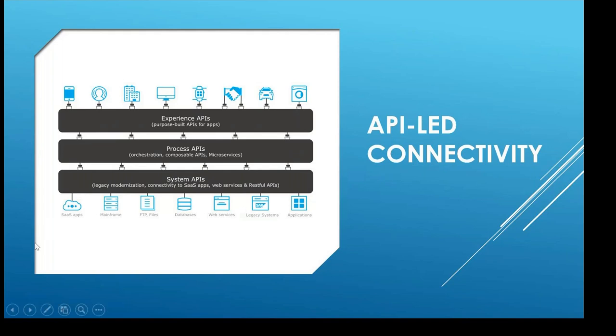So how many backends are present here? 1 2 3 4 5 6 7. So 7 backend systems are present in this particular organization. Now I'll develop 7 system APIs, one for each. What will these system APIs have? They will not have any kind of logic or any kind of information. They just have the connectivity to that particular system.